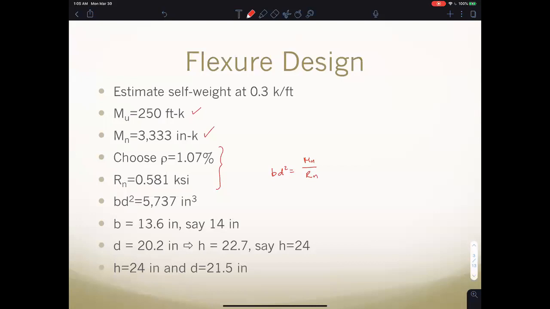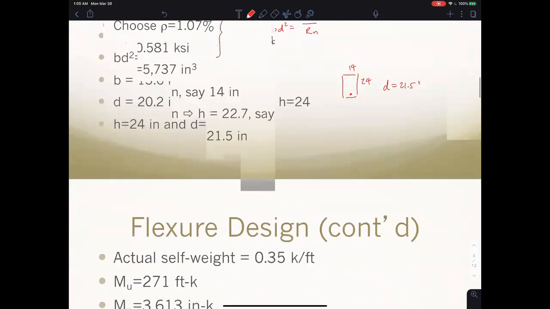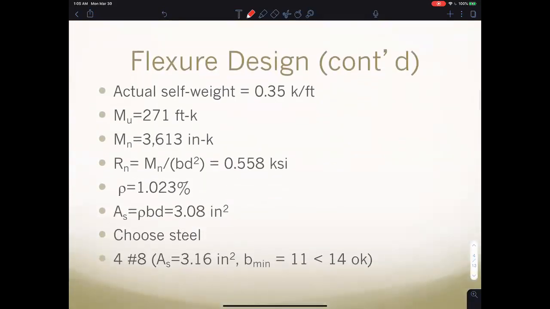Use, let's say D is 1.5B, we get B is 14 inches, put that back in, get D is 20.2, add 2.5, so we end up with 14 by 24. D is 21.5 inches approximately. Okay, subtract 2.5. We've gone over that. The actual self-weight is 0.35 kips per foot, not 0.3.